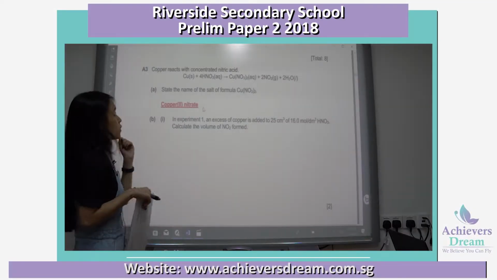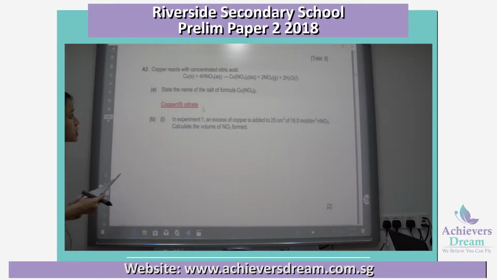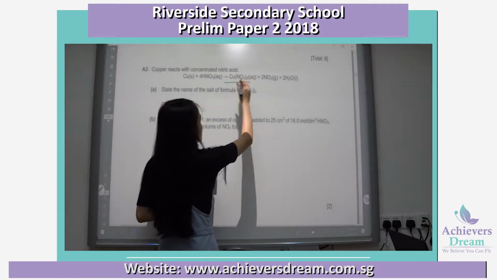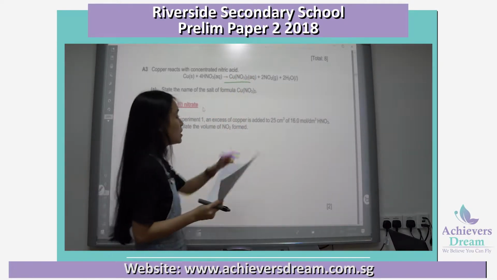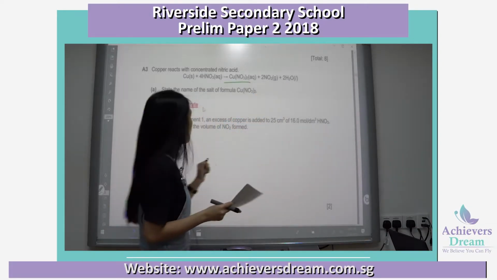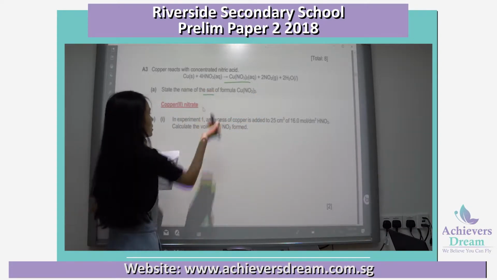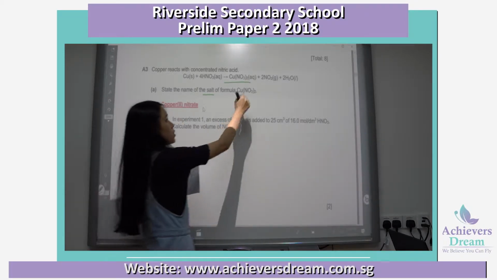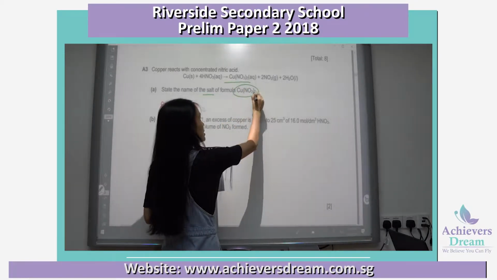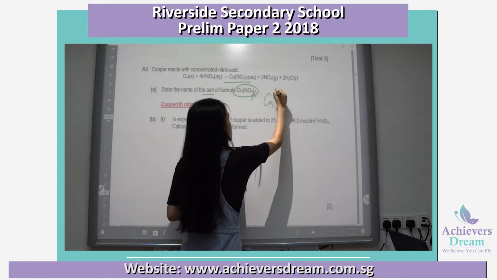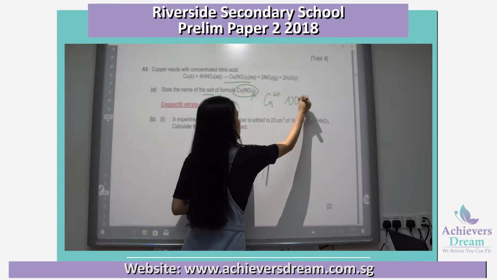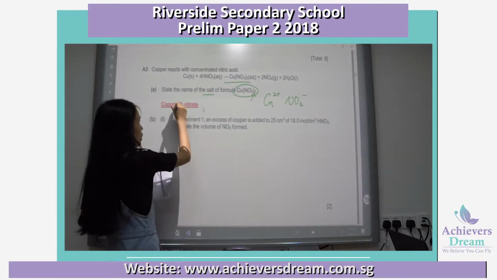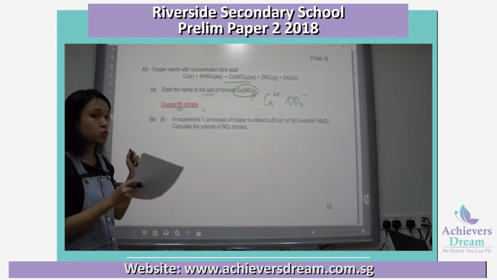Now, let's take a look at question A3. Copper reacts with concentrated nitric acid. So what is being formed here? This is your copper(II) nitrate, nitrogen dioxide, as well as water. What is the name of the salt here? It is your copper(II) nitrate. Why is it copper(II) nitrate? Because of this formula here. Where does this 2 come from? It means that it is Cu2+ and NO3-. Because copper is a transition metal, that is why we will have a bracket 2 here.